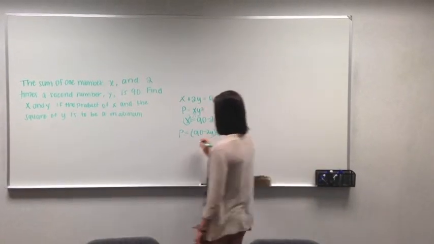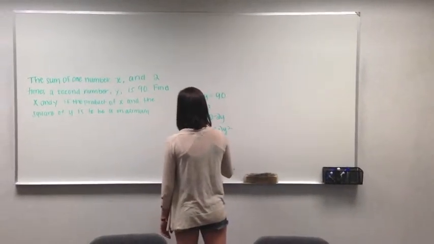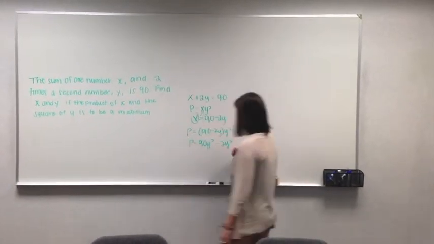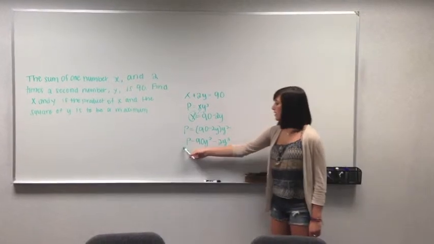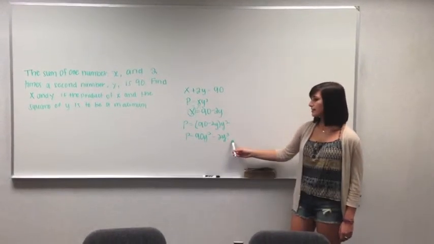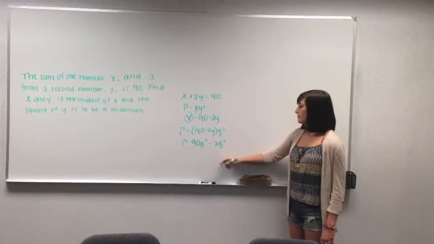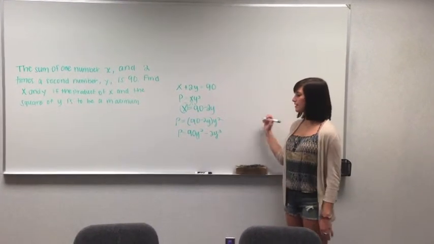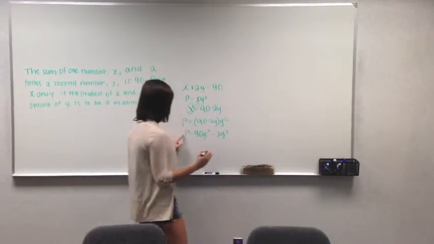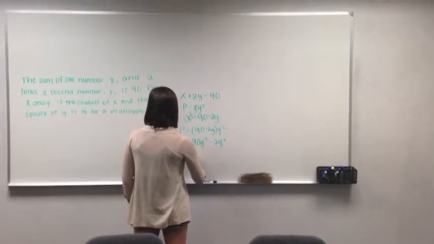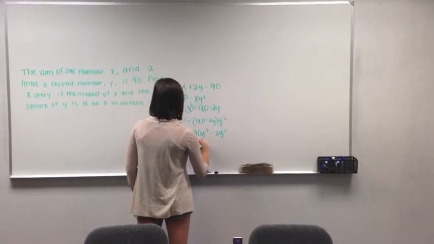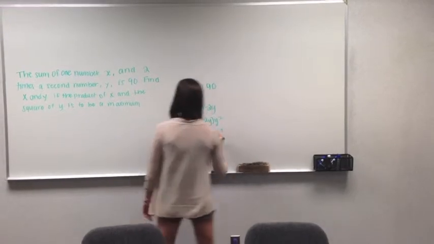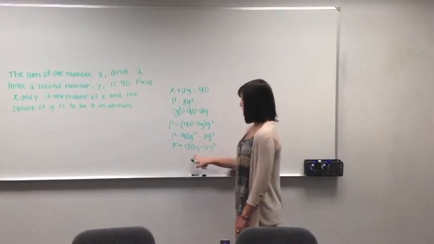So now we're going to distribute, and you have p equals 90y squared minus 2y cubed. Okay, so now we know that this is how we're going to find our max. When you take the derivative and set it equal to 0, that's how you find your relative max and min. So the next step is to take the derivative of p and set it equal to 0. So p prime equals 180y minus 6y squared. So this is the derivative, and now we're going to set it equal to 0.